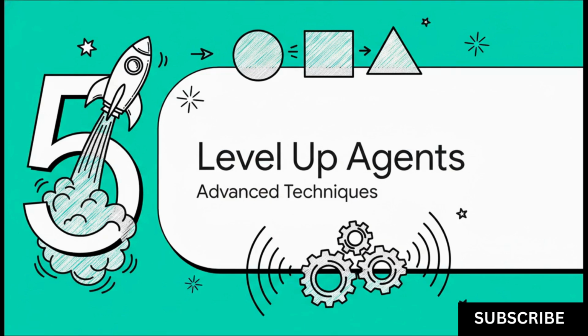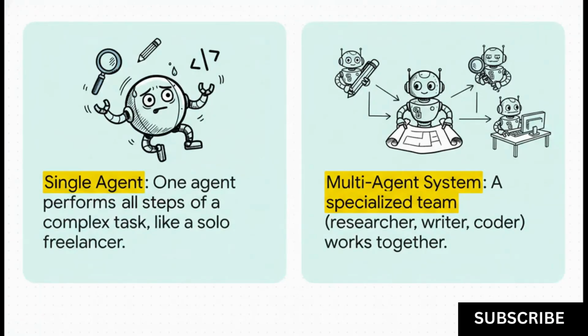But this is just the beginning. Once you get the hang of this, you can start exploring some seriously powerful techniques to really level up your digital team. Think about it this way. The agent we just built is like a solo freelancer. It's great, but it has to do everything itself. A multi-agent system, though, that's like building a whole company. You can create a team of specialist agents, one for research, one for writing, one for coding, and have a manager agent coordinate all of them. This lets you tackle way, way bigger problems.